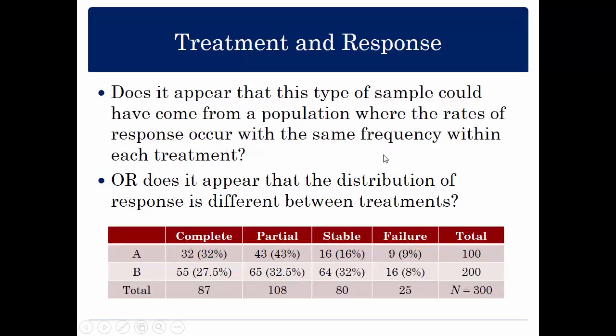So again, we're asking ourselves the question, does it appear that this type of sample could come from a population where the rates of response are occurring with the same frequency within each treatment, or does it appear that response is associated with treatment? In other words, one of these treatments is causing some shift or some change. A could be a new therapy under consideration, and B could be a standard of care.